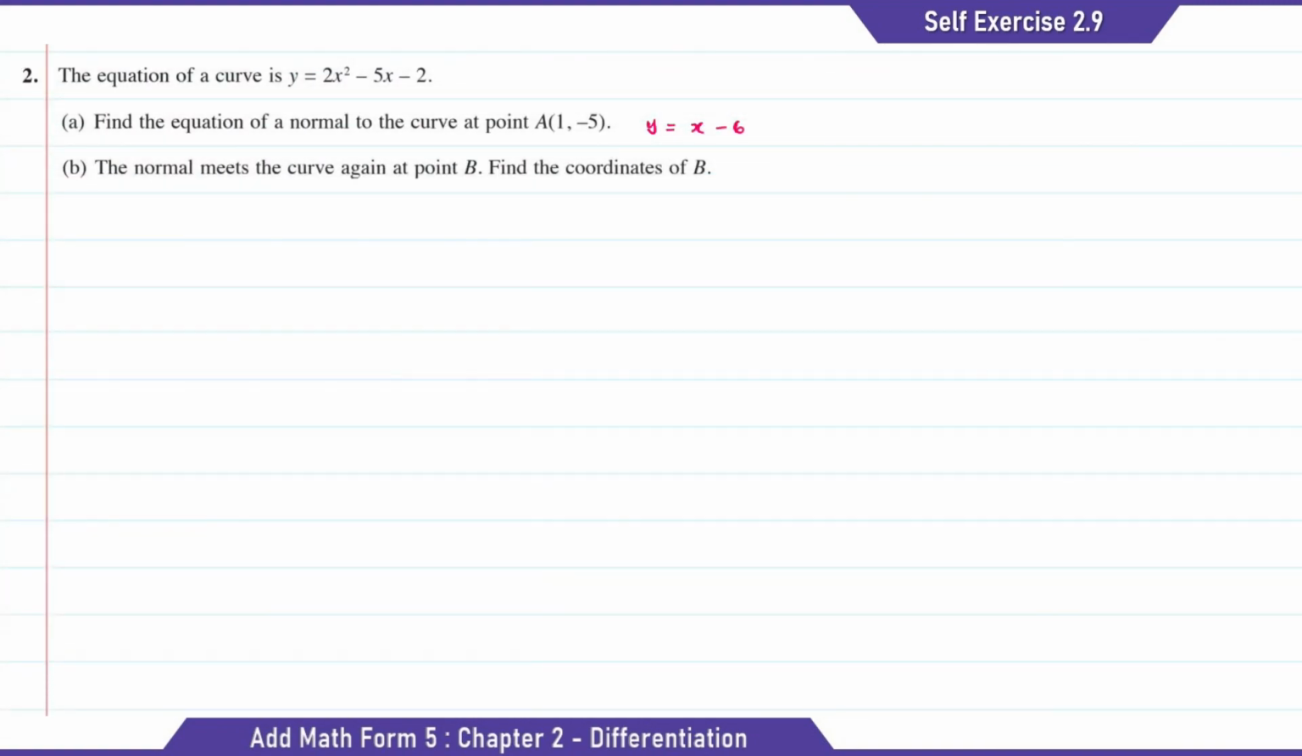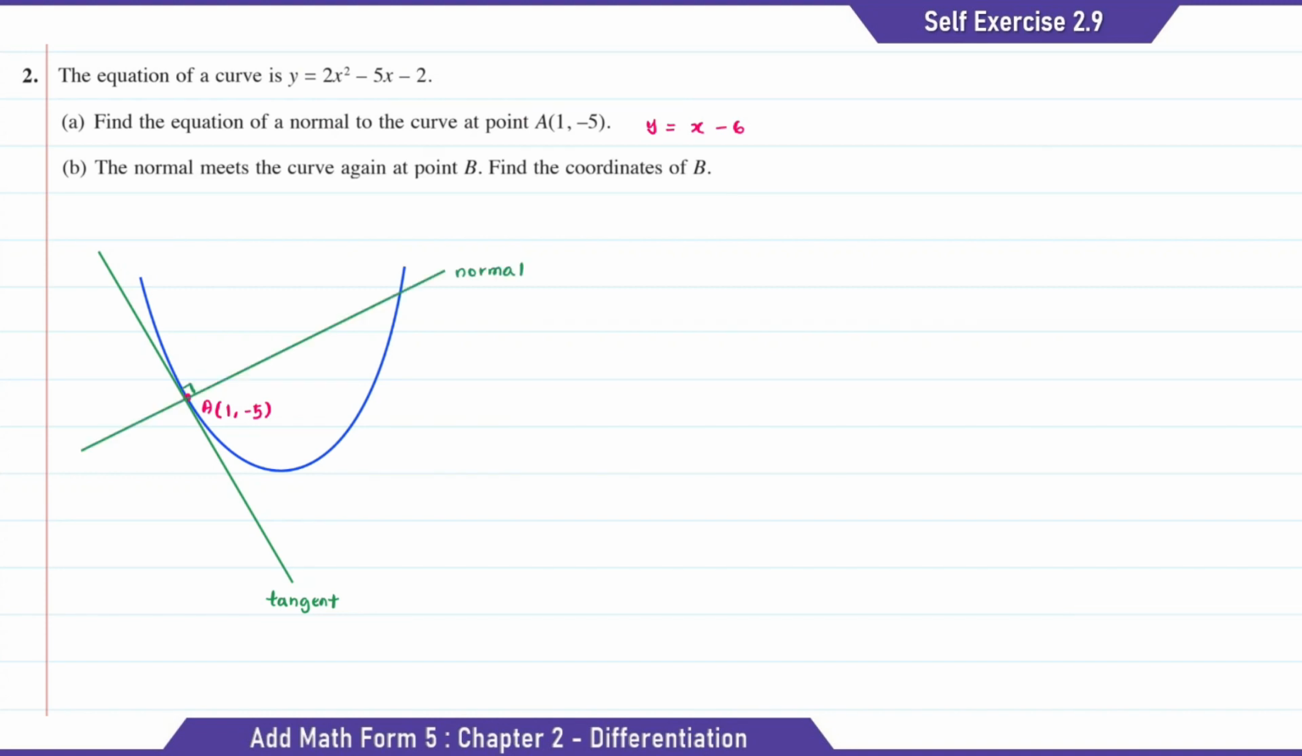Question B. The normal meets the curve again at point B. Find the coordinates of B. Let's say this is the curve y equals 2x squared minus 5x minus 2, and assume that here is the point A. Then this straight line will be the tangent at point A. Then this straight line will be the normal at point A, with the equation y equals x minus 6.